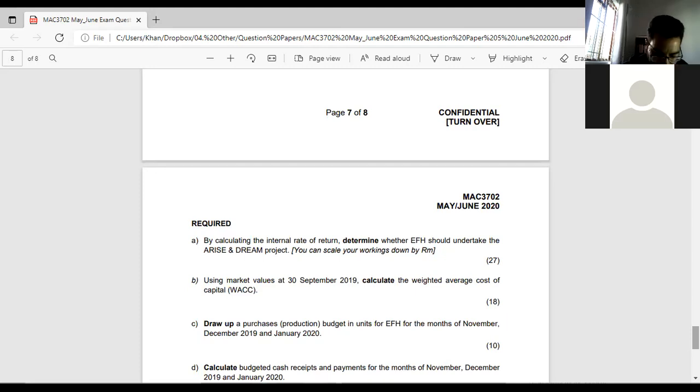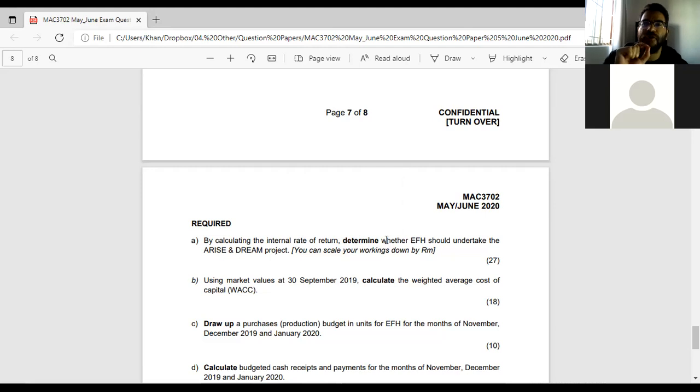Okay, so when you see internal rate of return or when you see NPV, then you are in capital budgeting. So they're telling you using internal rate of return, or if they say use NPV, you know you're in capital budgeting. If they don't tell you which method to use, then you must use NPV. But the question would be, how do you know you're in capital budgeting? They're telling you to determine whether EFH should undertake the Arise and Dream project.